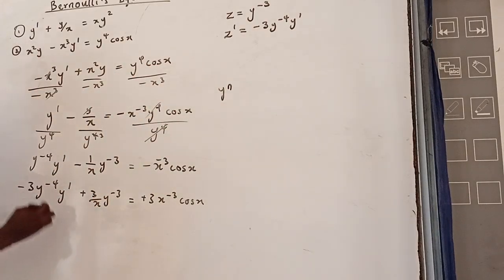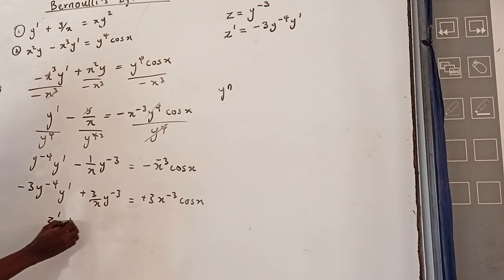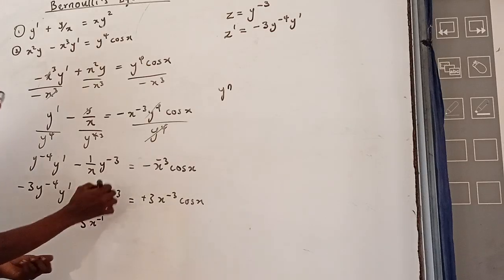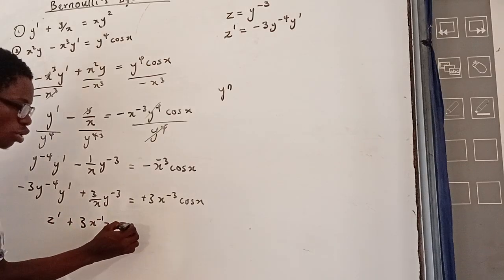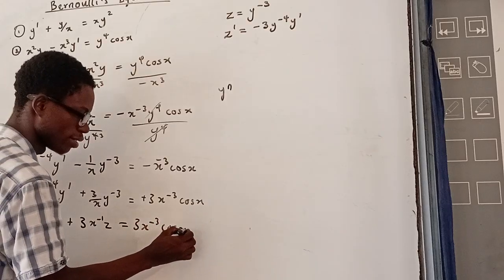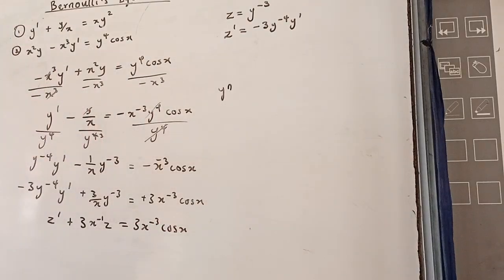So now let's transform it. We have this as z prime plus 3. I can write this as x minus 1, right? Yes. This y minus 3 is the same thing as z, equals to 3x minus 3 cos x. Yes. So what do we do next?